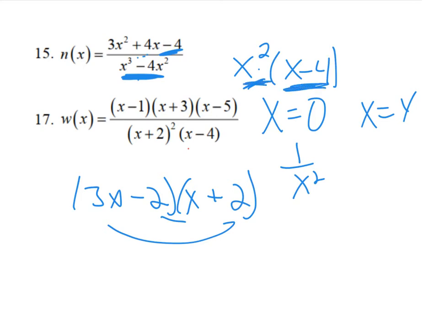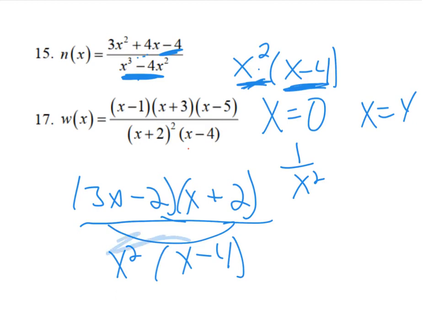I don't see any common factors, so there's no holes, right? Remember, if this is all factored out and I write it down as factored, I don't see any common factors, so there's no hole. I don't have to worry about that. So there are 2 vertical asymptotes. What else do I want to look at? Oh, I got to find the x-intercepts, don't I? That's why I did all that work.